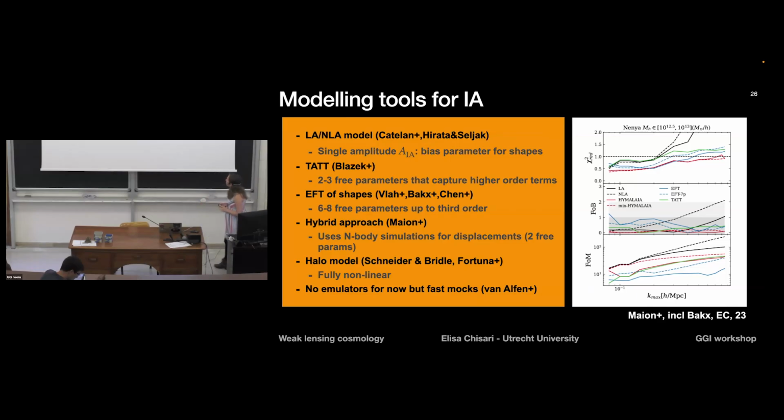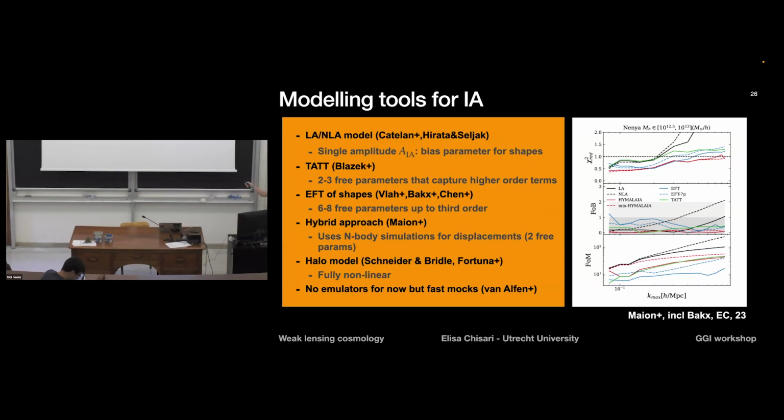So how well do these models do? This is a comparison that we did with Francisco Maion in N-body simulations. And here you can see all these models: linear alignment, nonlinear alignment, then this hybrid model called Hymalaia, or EFT, one a reduced version that only has 7 parameters, and then the TATT model. And you can see how well the models fit the data. Here's the chi-squared. Here's your one sigma threshold. This is the figure of bias, and this is the figure of merit.